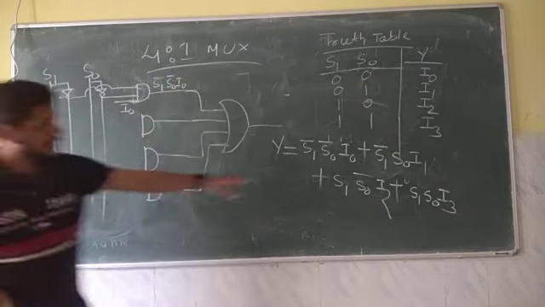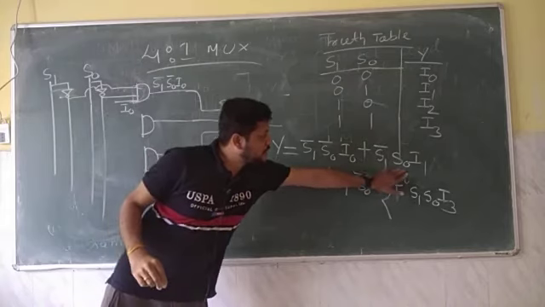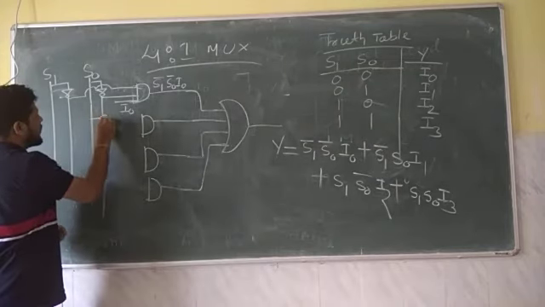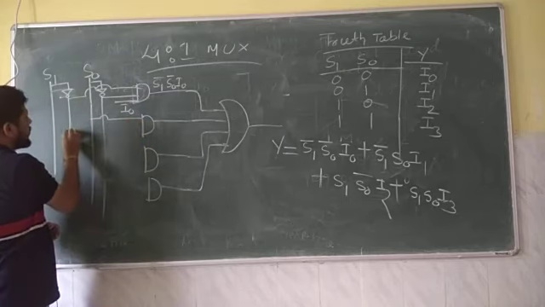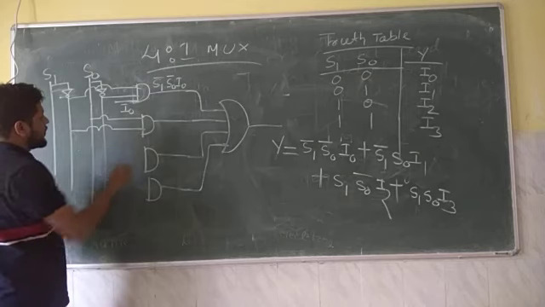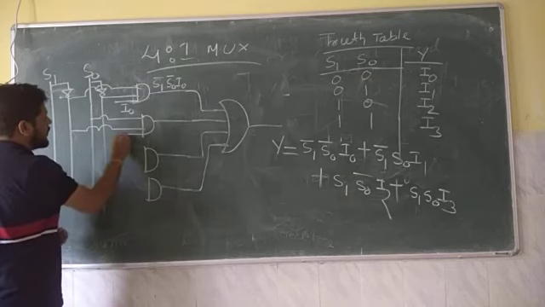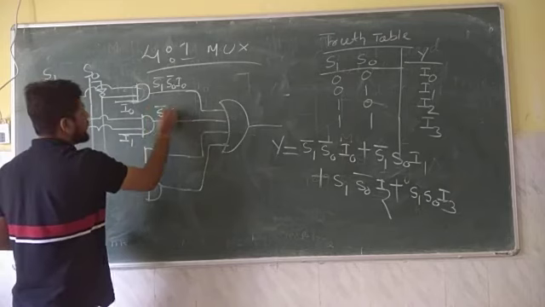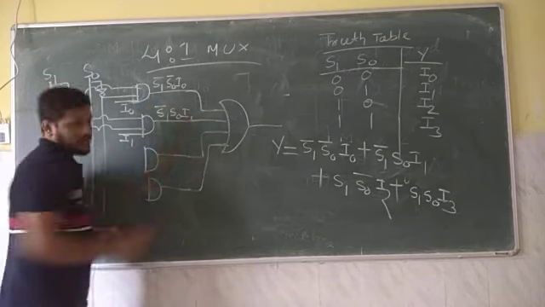Then what is the next expression? That is your S1 bar, S0, I1. So S0 is directly connected. Then we have S1 bar. Then we have I1. So we have S1 bar, S0, I1.